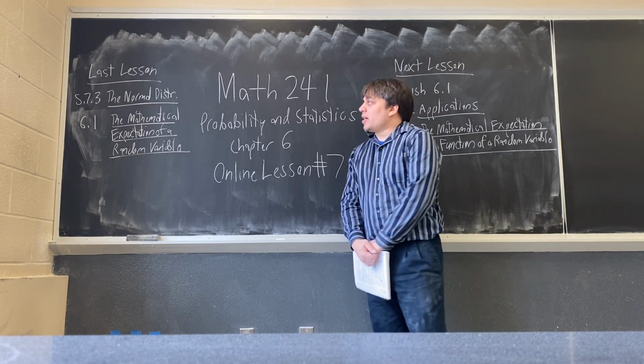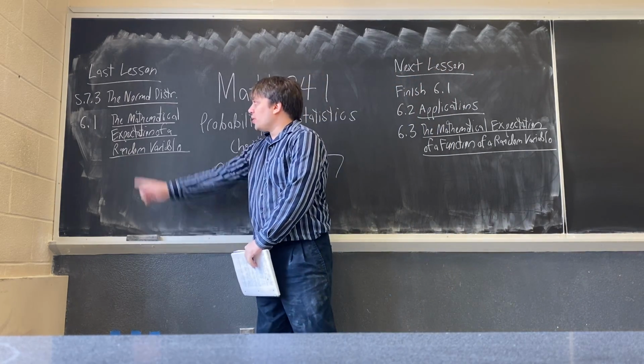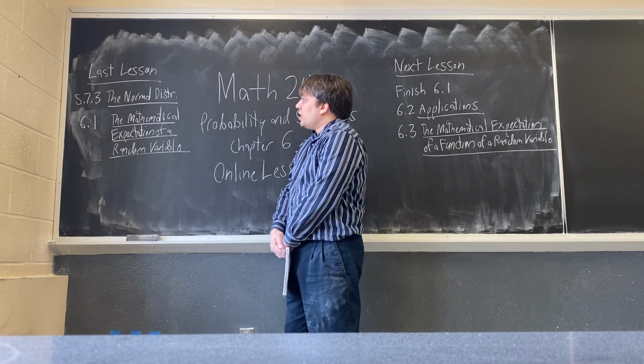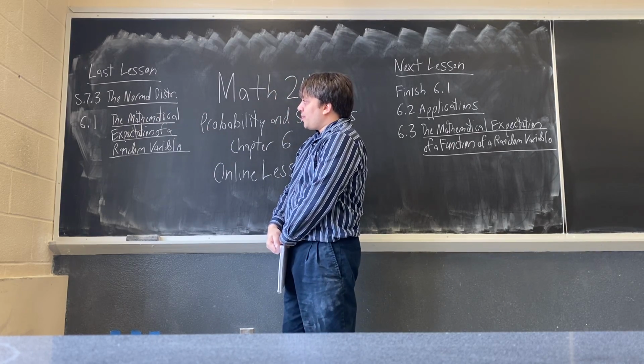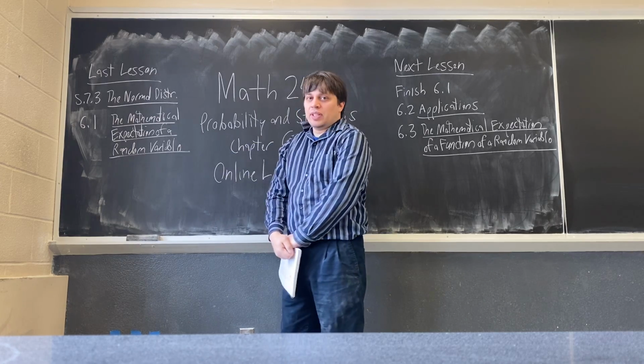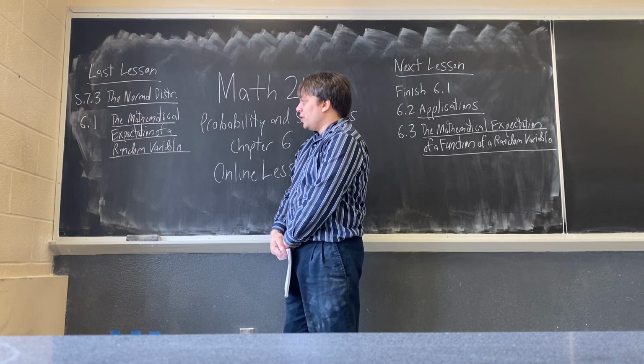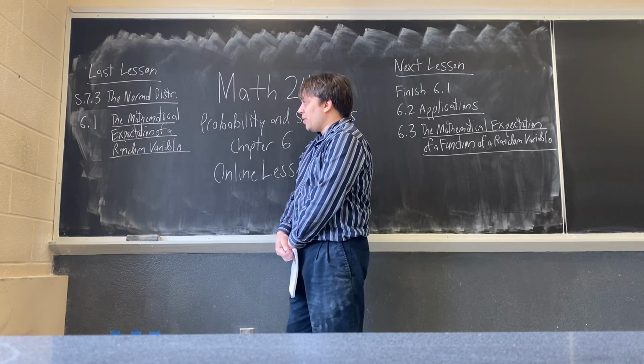Let's go over what we did last time. Last lesson we talked about the normal distribution. We talked about the standard normal distribution also. And in 6.1 we talked about the mathematical expectation of a random variable, and that was capital E of X.